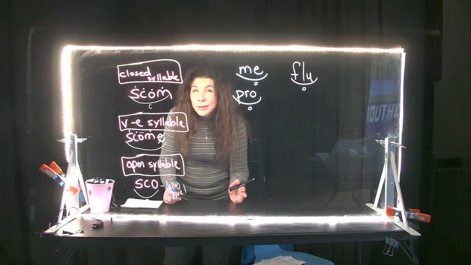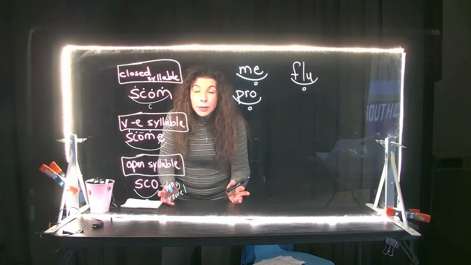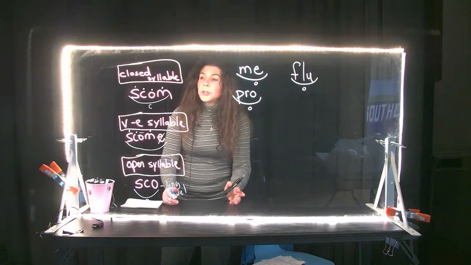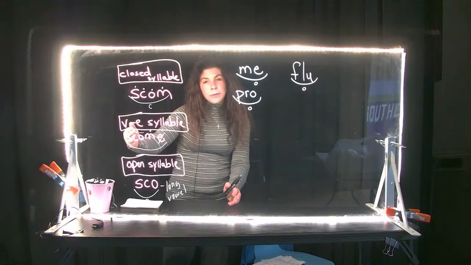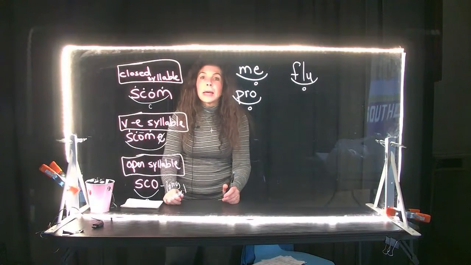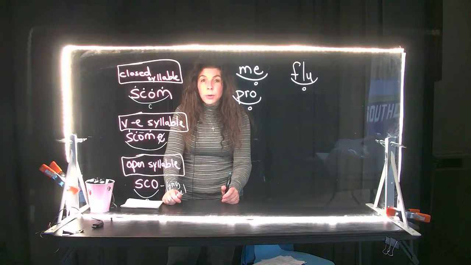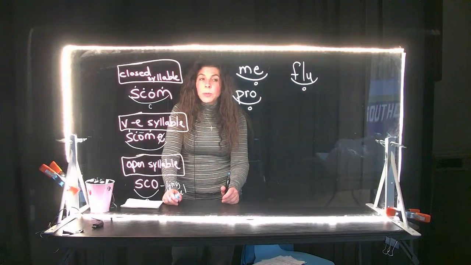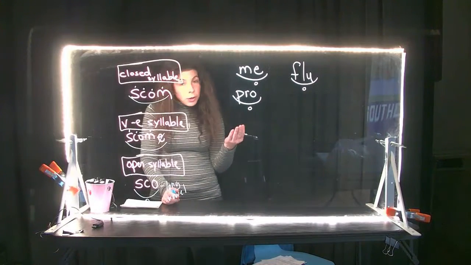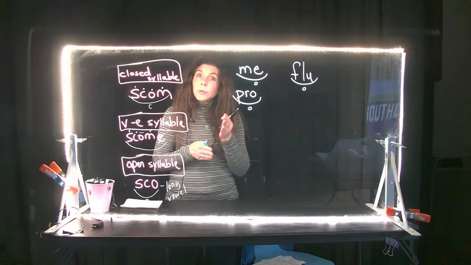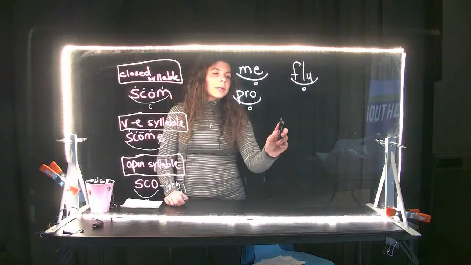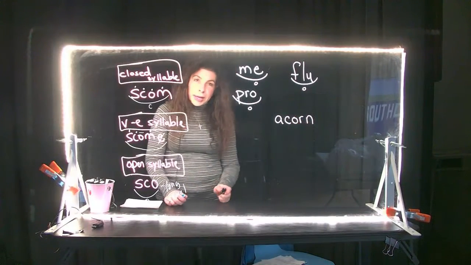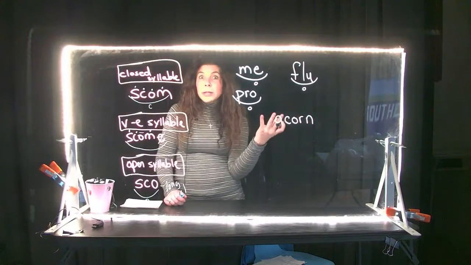Now, we have a lot of words in our English language, and many of them are more than one syllable, right? So just like a closed syllable and a vowel consonant E syllable can be in a multisyllabic word, open syllables can also be multisyllabic words. So now, we also have to remember the rule for breaking up words. So for example, in the word acorn. Now remember, what's the rule?